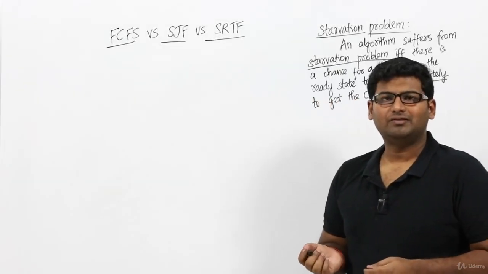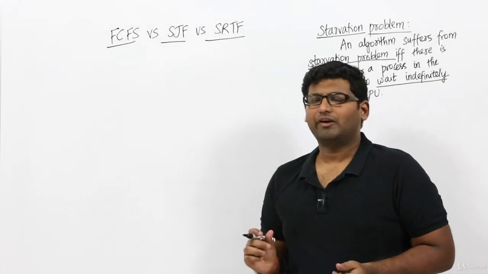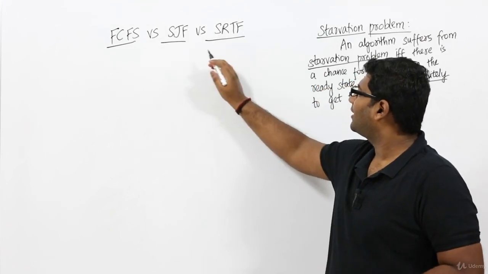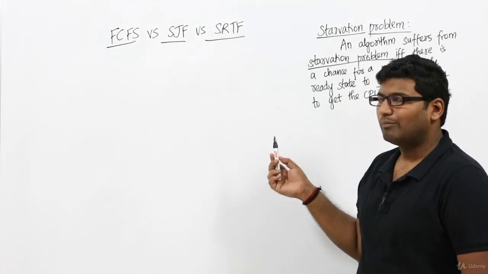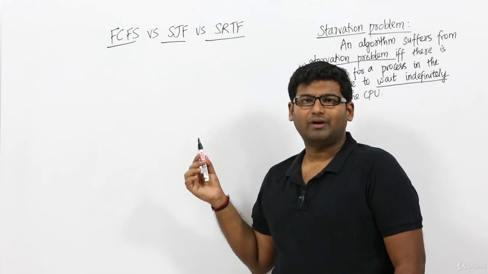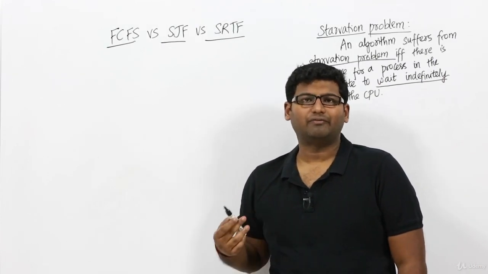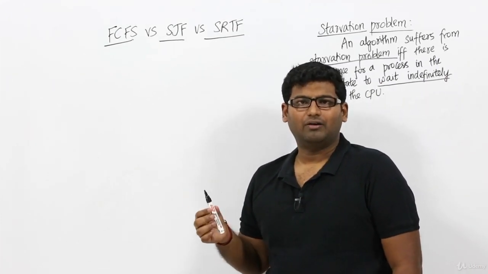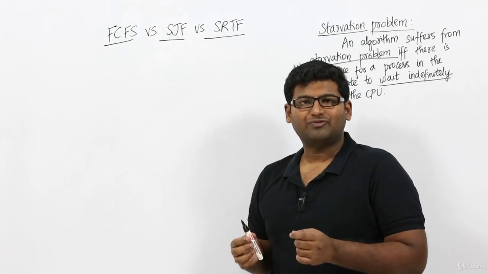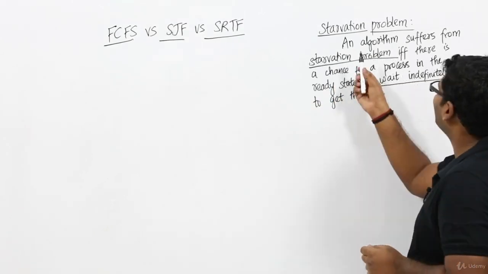So far we have seen three scheduling algorithms, right? We have seen FCFS, SJF and SRTF. Now let's compare all three of them and understand the advantages and disadvantages of each of them. Before seeing that, let's first understand what is meant by starvation problem.